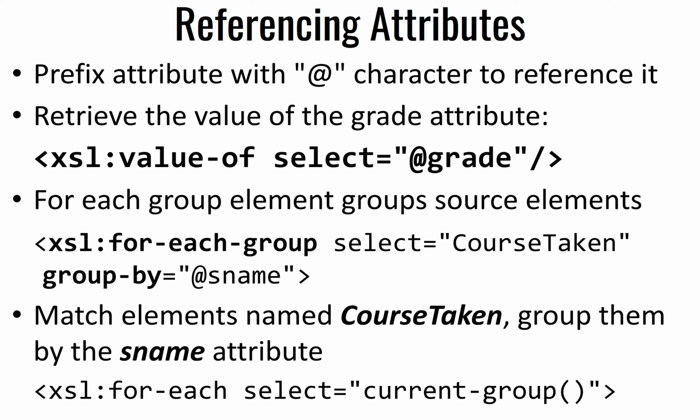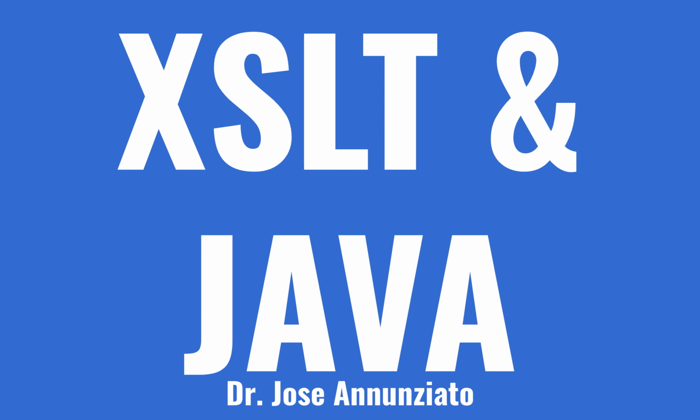So referencing attributes, as we saw earlier, we use the @ sign that allows us to retrieve a particular attribute and get the value of that attribute, whatever's in the double quotes. And it can also be used for grouping, so that we can refer to a student name as the attribute. It can be used in the group by to group all the elements in that group.